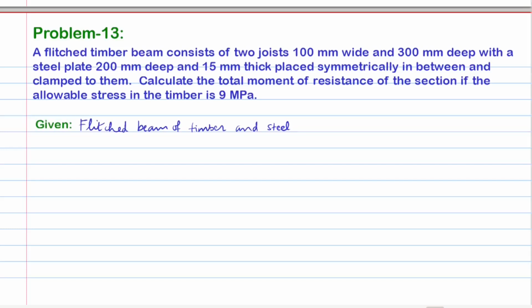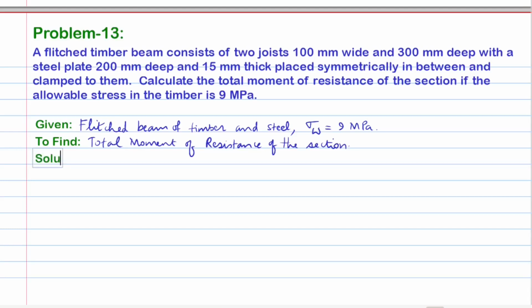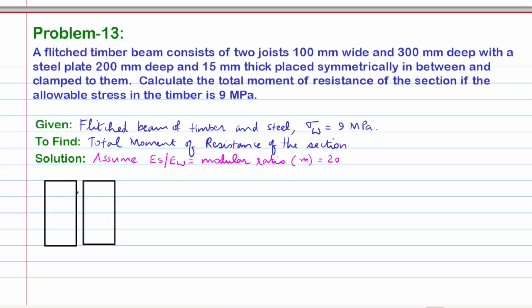The given data and the parameter to be found out are first written as usual. We observe that the modular ratio, that is the ratio of Young's modulus for steel and timber, is not mentioned in the problem. Hence we specifically assume the same as 20. The composite beam section with the dimensions is drawn next.